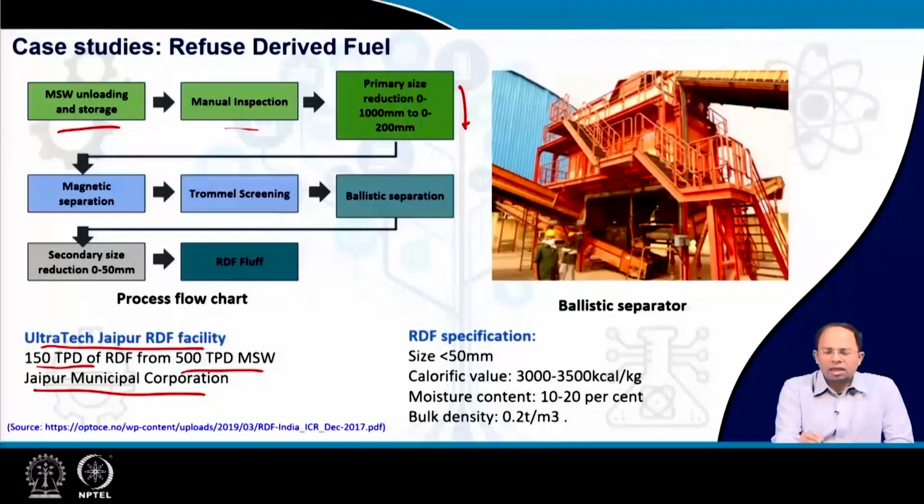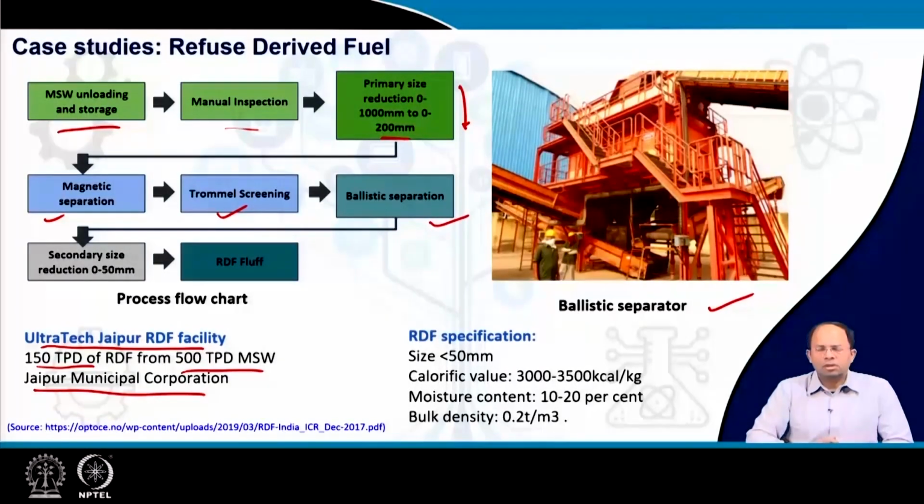The size reduction is roughly from 1000 mm to 200 mm. The range is 0 to 200 mm size. Then magnetic separation, that means ferrous separation, was conducted and ferrous materials were taken out, then a trommel screen was used to further segregate. Finally, ballistic separation occurred. This is the ballistic separator, also a very large scale separator of solid waste. Finally, a secondary size reduction occurred to 0 to 50 millimeter size, where fluff was formed, and this RDF fluff was actually utilized.